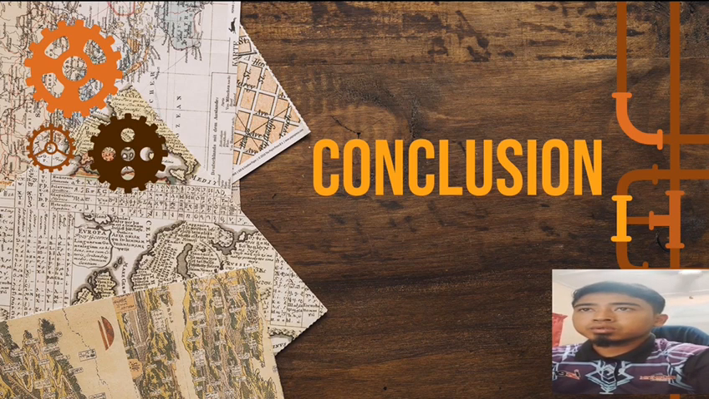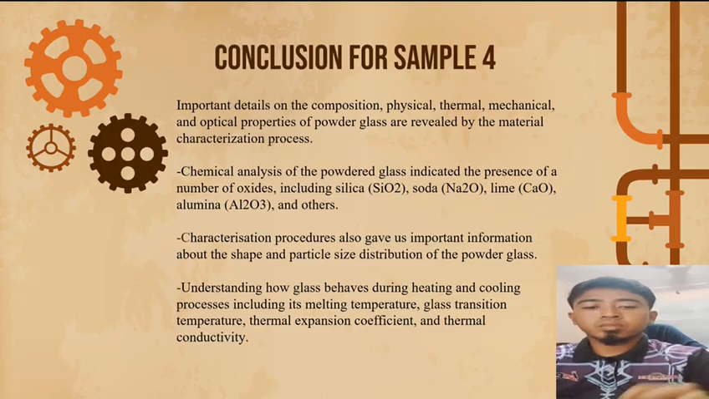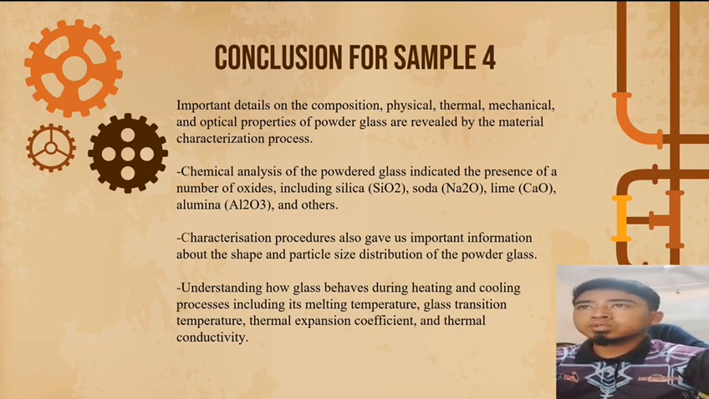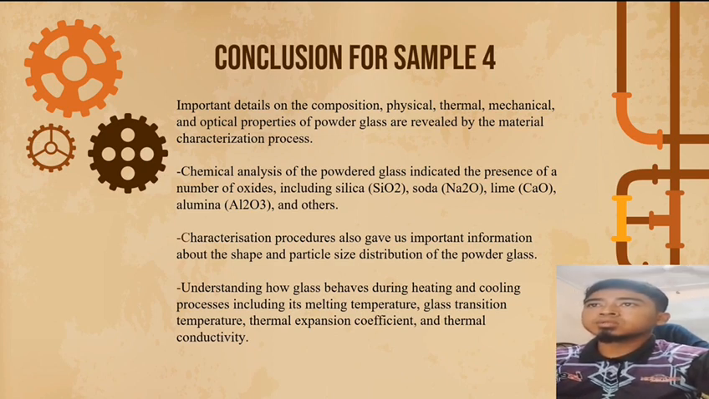I will present my part, which is the conclusion for sample 4 and 21. Okay, for the conclusion for sample 4, the important detail of the composite is that sample 4 is more to powder glass. The important detail of composite physical, thermal, mechanical and optical properties of the powder glass are reliable by material characterization process.